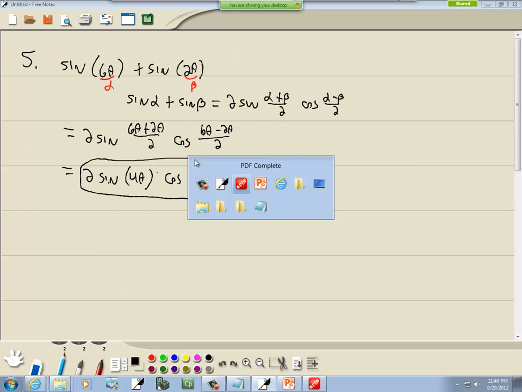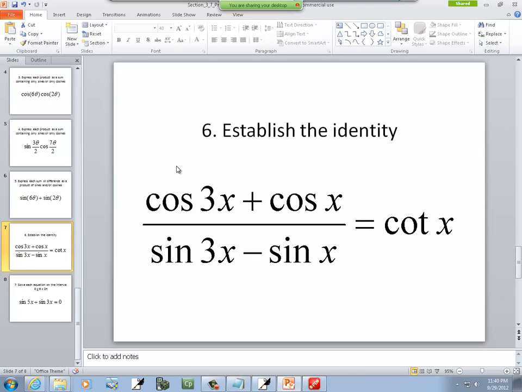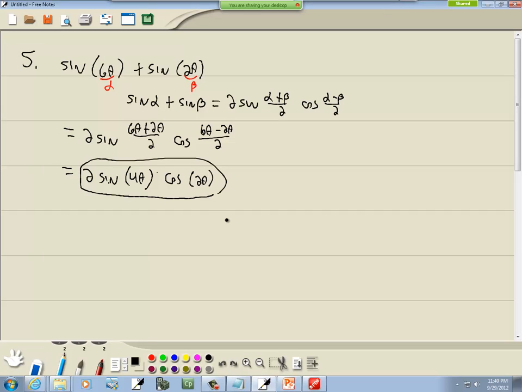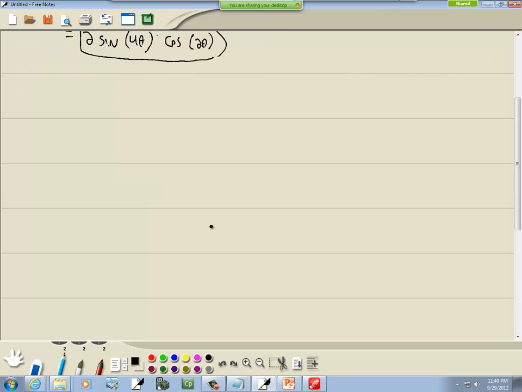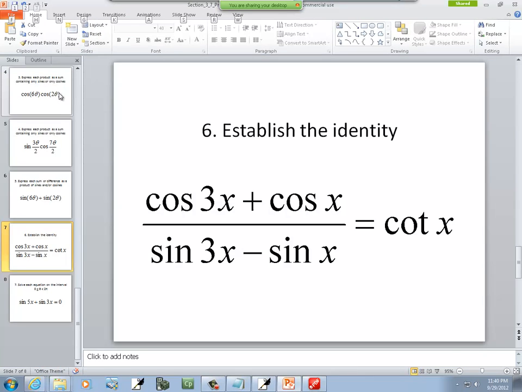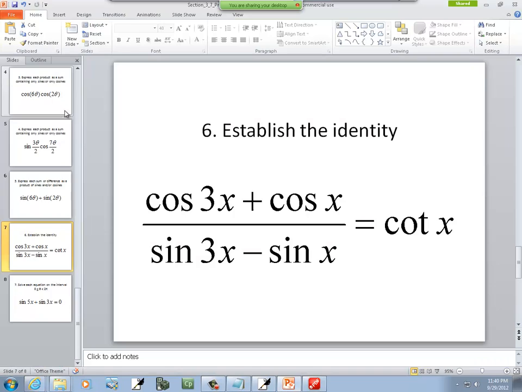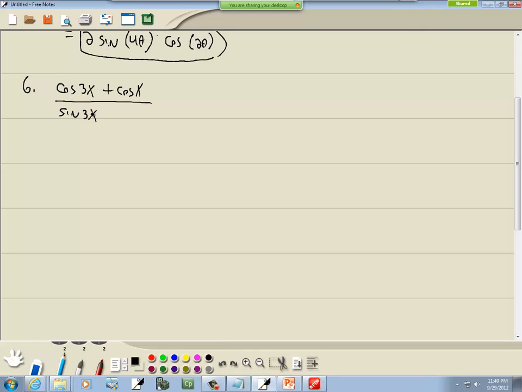Okay, let's look at our next problem. It says establish the identity. Again, you're not going to be sitting there doing identities right and left. The main goal here is to get very comfortable with these formulas. So we got cosine of 3x plus cosine of x over sine of 3x minus sine x equals cotangent x. Well, I'm going to start with the left side, and we're going to use our formulas.